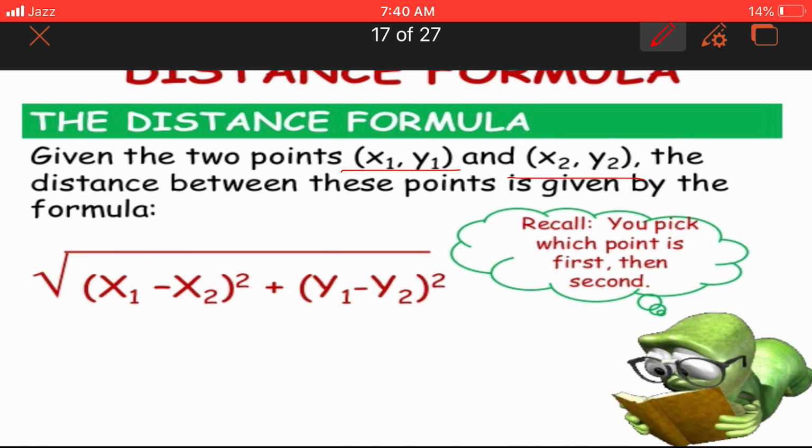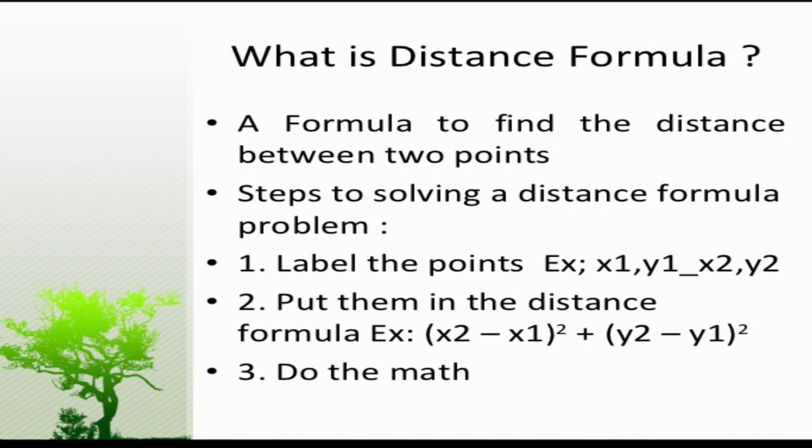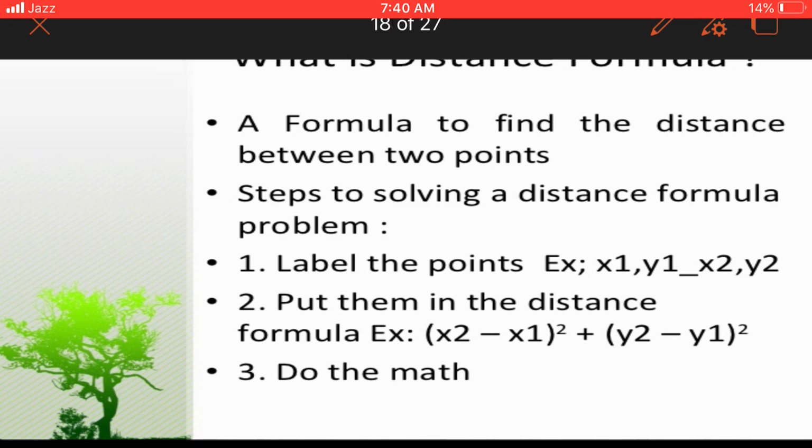Then we can calculate the distance between these 2 points by using the formula: the square root of (x1 minus x2) whole square plus (y1 minus y2) whole square. This is known as the distance formula. What is the distance formula basically? It is the formula that will be used to find the distance between 2 points.